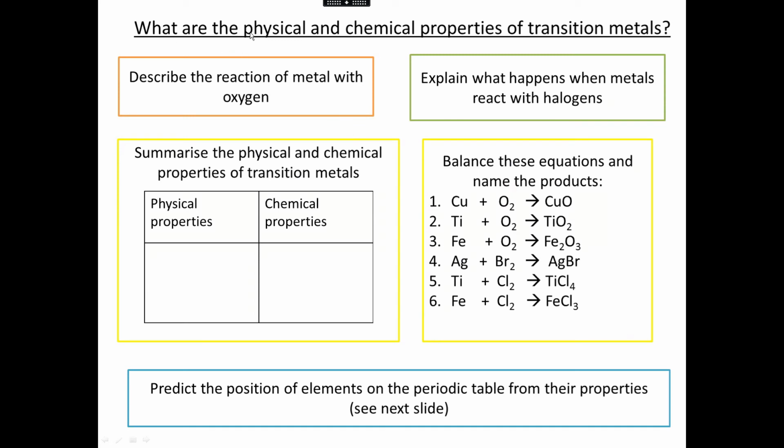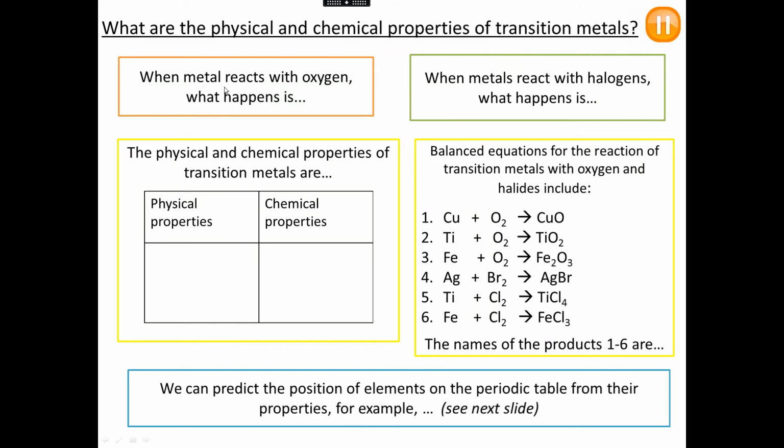Right, here we go. Driving question: what are the physical and chemical properties of transition metals? Right, I've got some sentence starters here. When metal reacts with oxygen, what happens is, and you can read through that, pause the video for as long as you need. Listing the physical properties comes from last lesson. The chemical properties are what we've looked at today, but then here it starts to get harder with chemical reactions, trying to balance equations basically, and then naming the products.